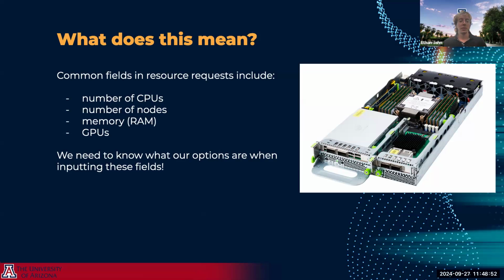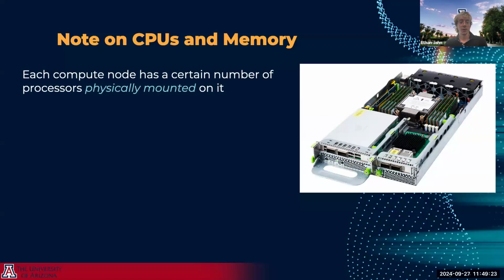So we talked about the common fields in your resource request, such as the number of CPUs, the number of nodes, the memory that you'll need, in other words, RAM, and also GPUs. That's not something we've talked about yet, but that is another resource that exists on the HPC that you're able to use. And again, if you're going to be requesting a GPU, make sure your software knows how to use the GPU. So we need to know what our options are when inputting these fields.